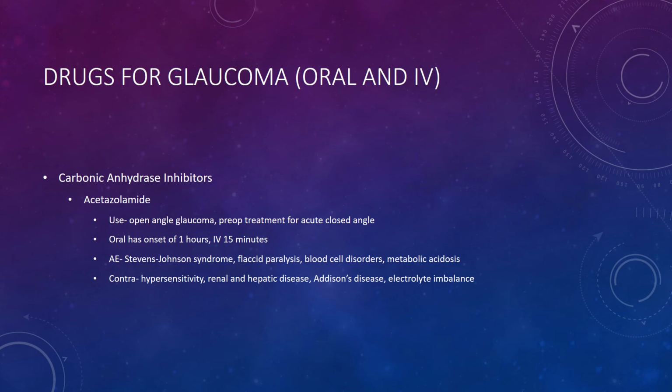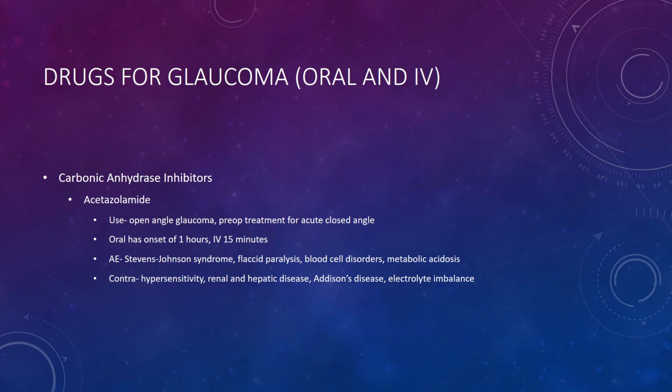And then we have the oral or IV dose, the acetazolamide. It inhibits the carbonic anhydrase in the eye to reduce the rate of aqueous humor formation and lower the intraocular pressure. It's used for open angle glaucoma and pre-op treatment for acute closed angle. And it's got a little bit longer onset than what most of the medicines do because it's given oral. 15 minutes for the IV.